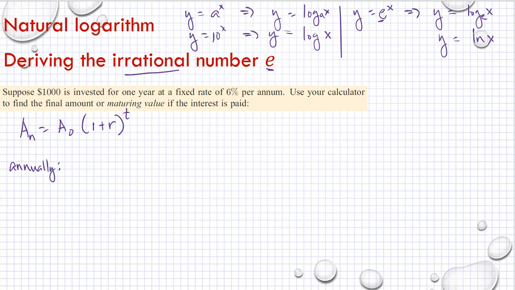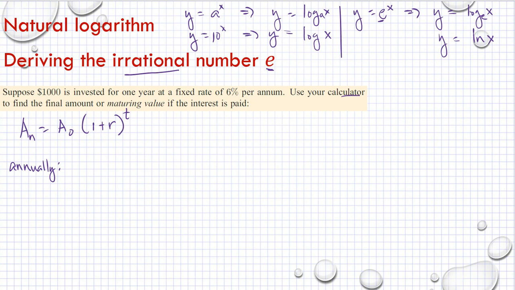Take a look at this example. Suppose $1,000, or peso or baht or yen, or Swedish crown, is invested for 1 year at a fixed rate of 6% per annum. Use your calculator to find the final amount or maturing value if the interest is paid. I'm not going to use a calculator. We're not going to solve it. I'm just going to give you the pattern.